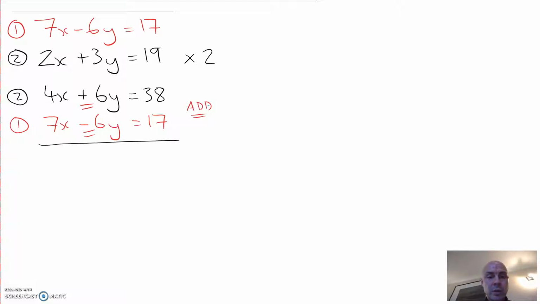So term by term, we've got 4x plus 7x, and make that 11x. And here we've got to do the slightly trickier 6y plus negative 6y. Let's just write that on the side for a minute. We've got 6y plus, we're going to add it to negative 6y. Well, that's really like saying 6y take away 6y. They're the same thing.